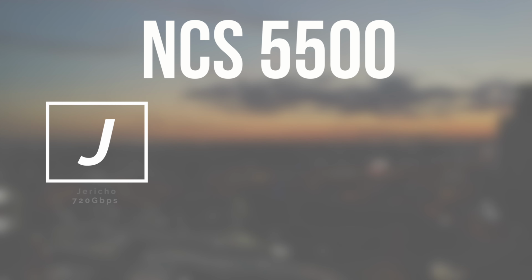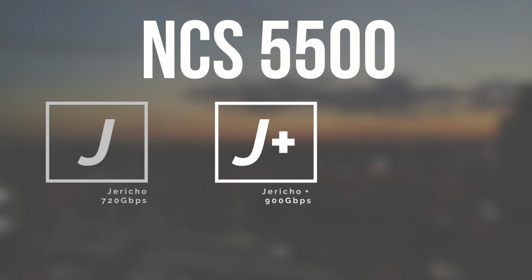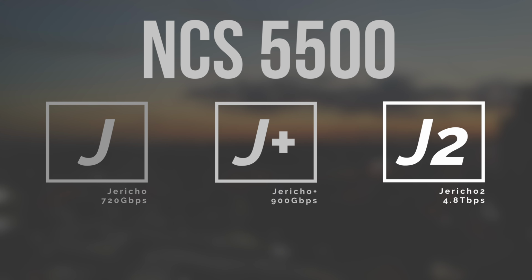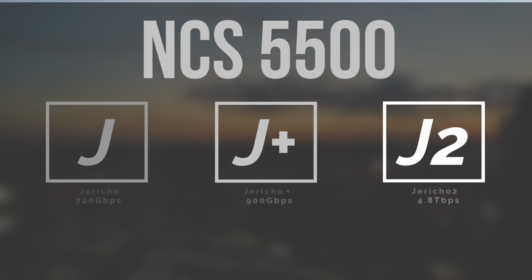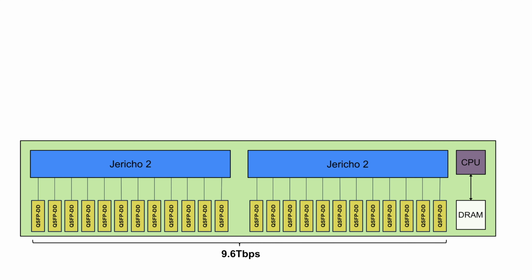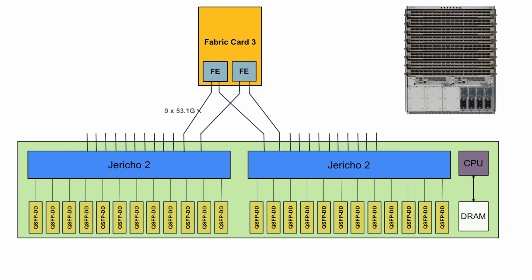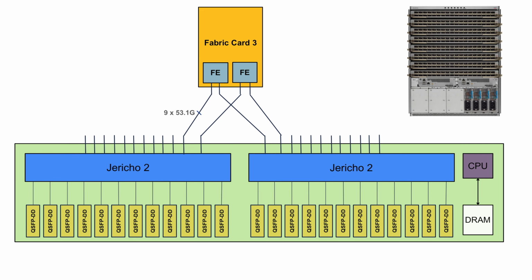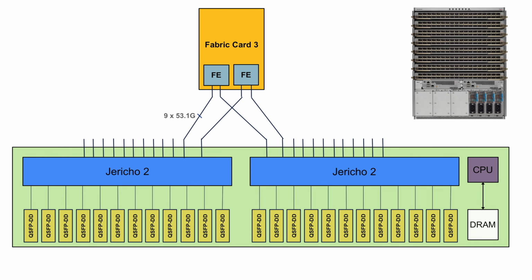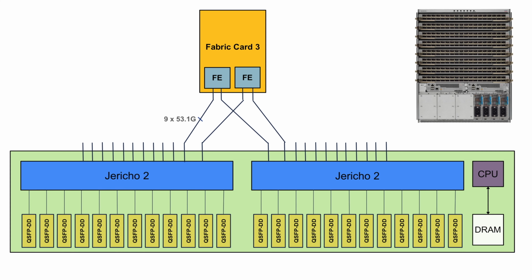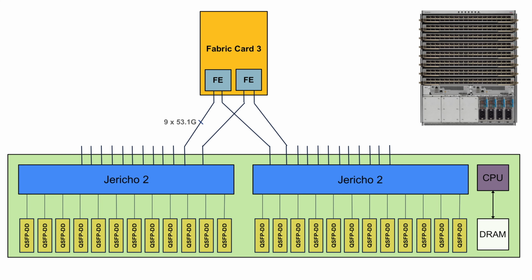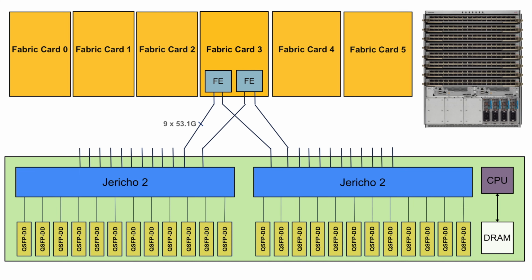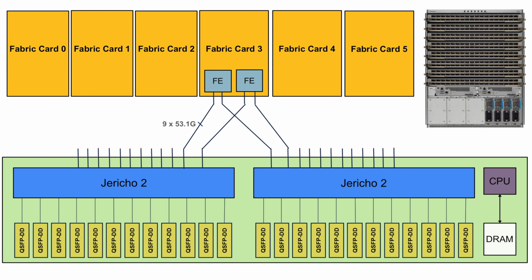The NCS 5500 engineering team is already preparing the next generation line cards based on Jericho 2 forwarding ASICs. These line cards will offer 9.6 terabit per second per slot. We will have 2 Jericho 2 on the board, each handling 12 ports of 400G Ethernet. We will also introduce new generation fabric cards. For an 8-slot chassis, each fabric module is powered by 2 Ramon ASICs. Each pair of Jericho 2 and Ramon is interconnected via 9 SerDes links at 53.1 GiG.